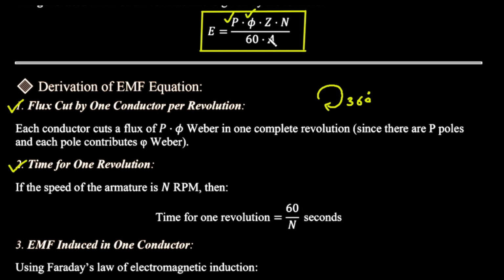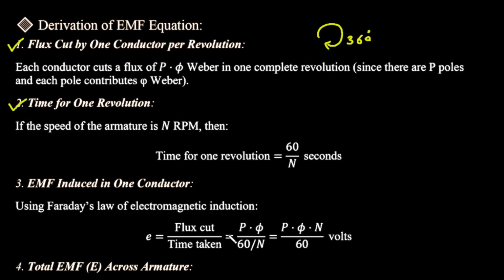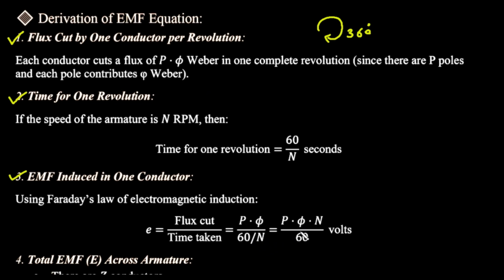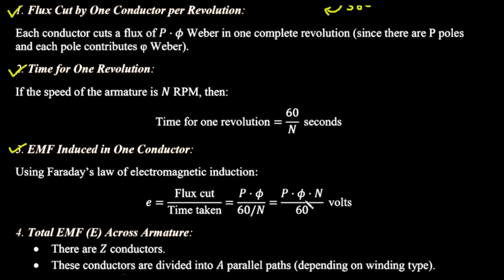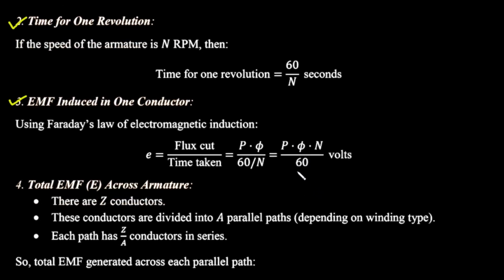Step 3. EMF induced in one conductor. According to Faraday's law, the induced EMF is the rate at which flux is cut. In simple terms, EMF equals total flux cut divided by time taken. Let's plug in the values from our first two steps. The EMF induced in a single conductor, which we can call E, is E equals Pφ / (60/N). By rearranging this fraction, we get E equals PφN/60 volts. This is the voltage generated in just one conductor.